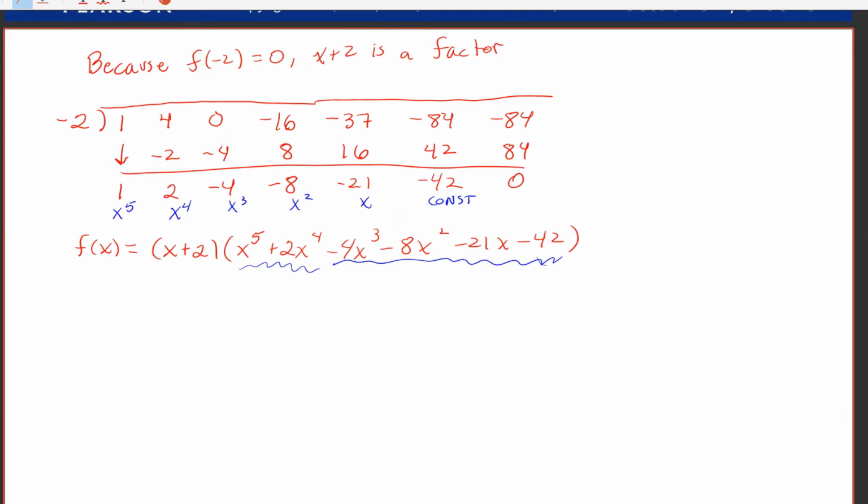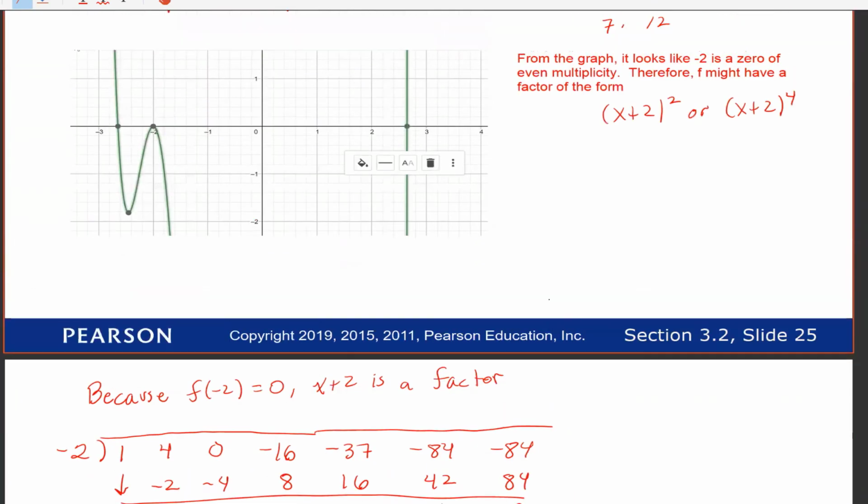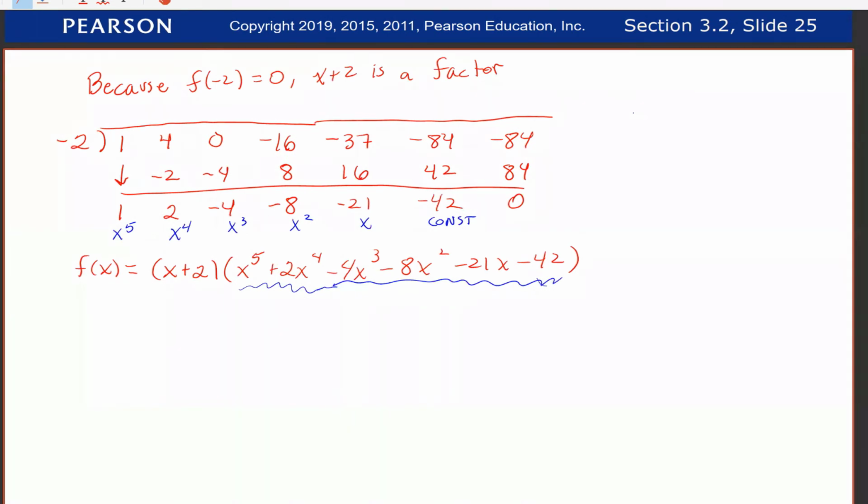Remember that negative 2 looked to be a 0 of multiplicity 2. So if in fact negative 2 is a 0 of multiplicity 2, that would mean that x plus 2 should be a factor of that expression that I have underlined in blue. Let me say that again. Negative 2 is a 0 of even multiplicity. Therefore, we were thinking that (x + 2) squared might be a factor. I only have an x plus 2 here. Therefore, the other x plus 2 must be buried in here as a factor.